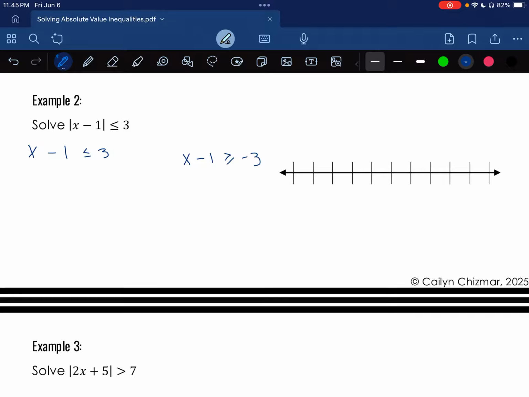All right, so now we're going to go ahead and solve these separately. So I'm going to add 1 to both sides here to get x is less than or equal to 4. Over here, we'll add 1 to both sides and we'll get x is greater than or equal to negative 2. All right, so what's going on here is I'm going to have a number line, I'll start at negative 5 again.